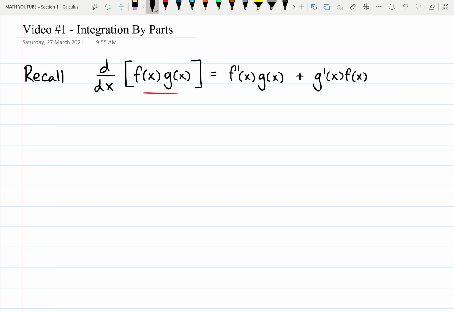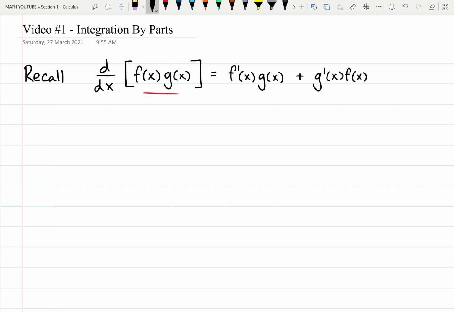knowing that the product rule, d dx of f of x g of x, is f prime of x g of x plus g prime of x f of x. We are assuming that you have a knowledge of the standard differentiation rules and standard integration rules here. So we can actually rearrange.